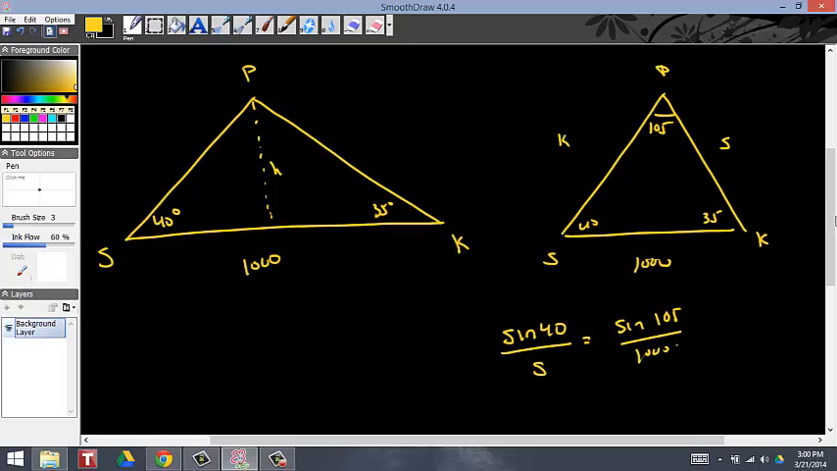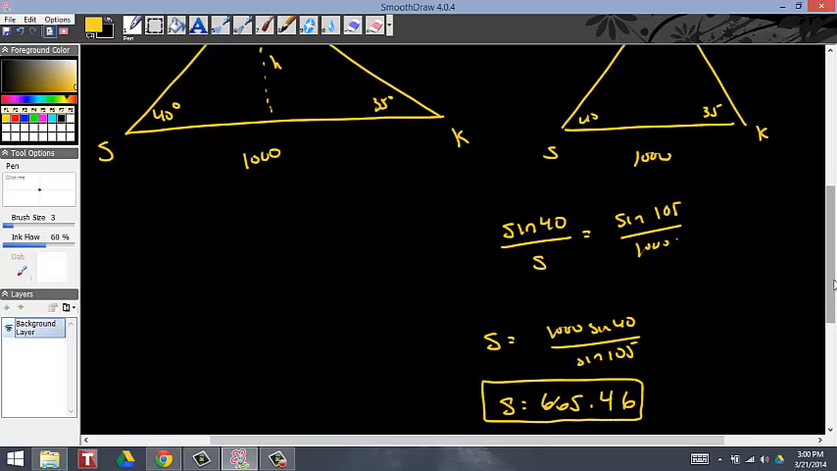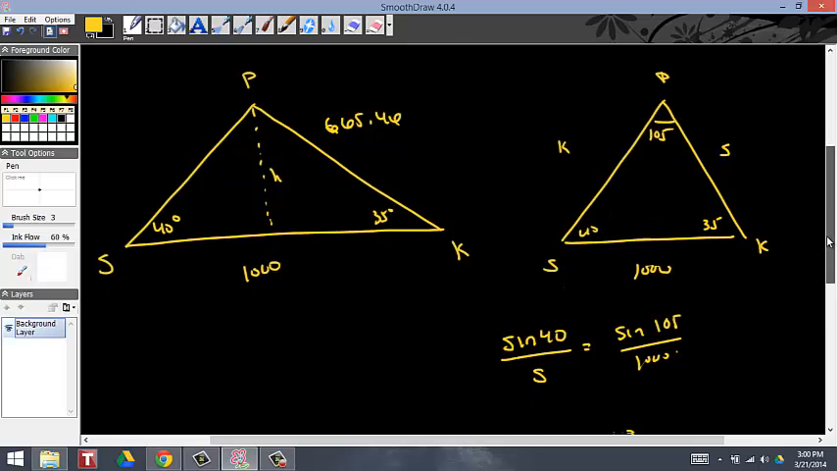So I'm going to go ahead and cross multiply, and I'm going to get s equals 1,000 sine 40 over sine 105. So let's figure that out. 40 sine times 1,000 divided by 105 sine equals, I got s equals 665.46. Okay, that number is going to get plugged into here, 665.46.